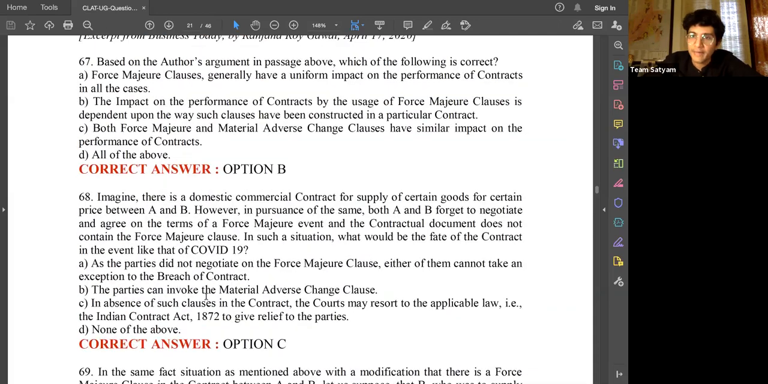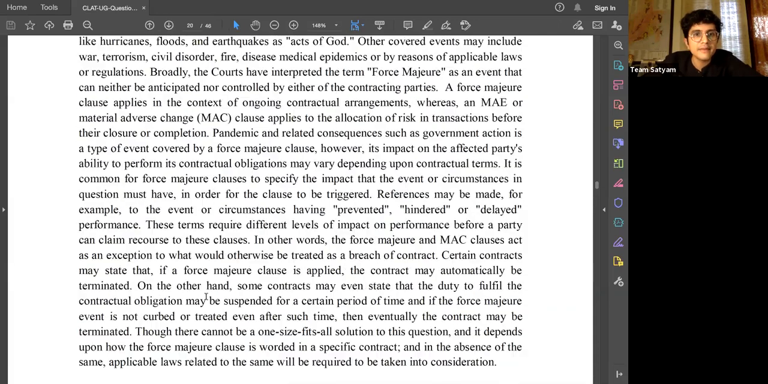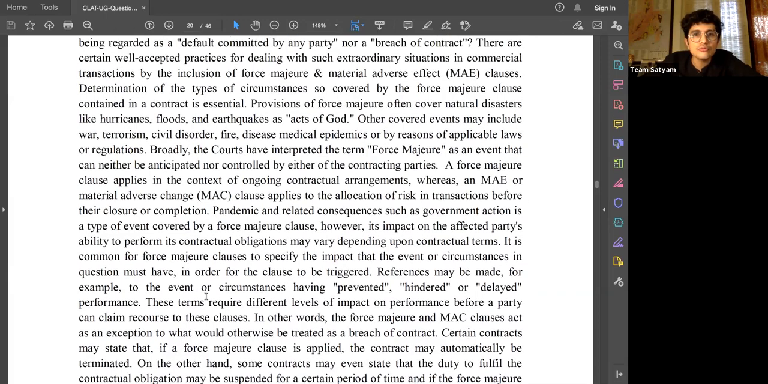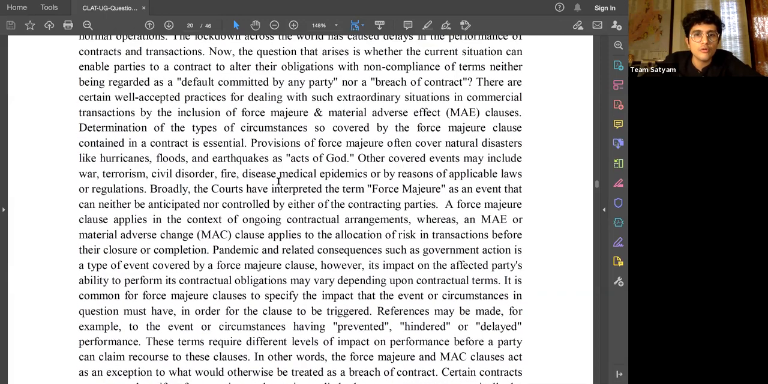So let's look at the passage. Can this be sourced from the passage? The passage over here tells us what a force majeure is. Okay, so it tells us that provisions of force majeure often cover natural disasters like hurricanes, floods, and earthquakes as acts of God. Other events may include war, terrorism, civil disorder, fire, disease, medical epidemics, or by reasons of applicable law or laws or regulations.